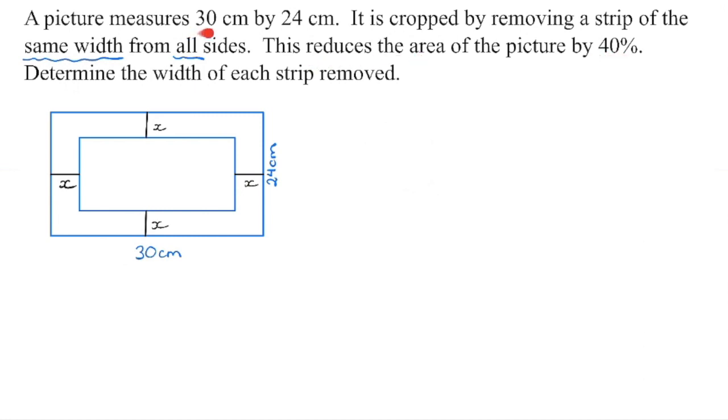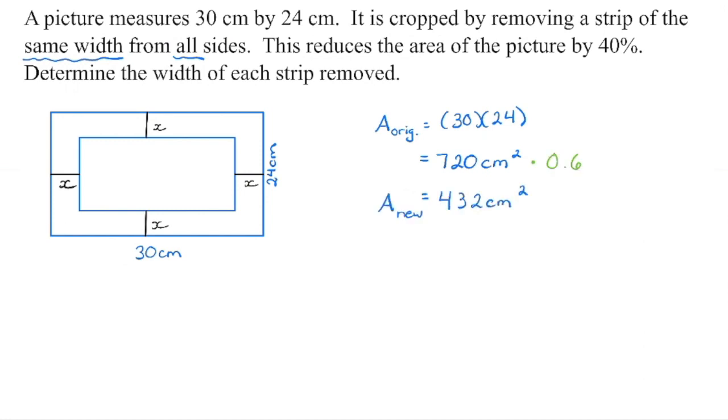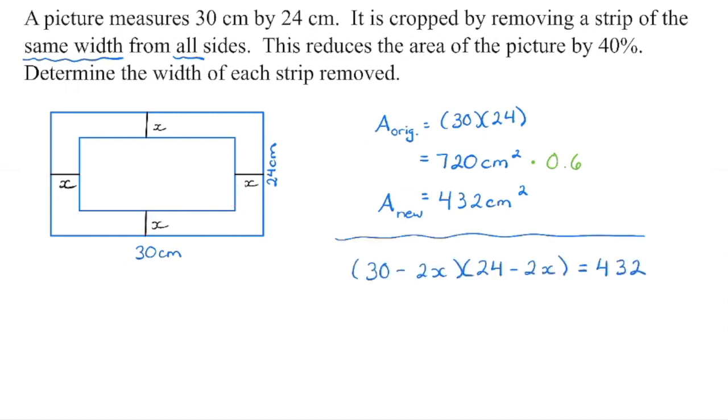So we can determine what the original area is by multiplying the length and the width together. And then if we reduce that area by 40%, it means we're going to keep 60% of this amount. So let's multiply that by 0.6. And our new area is going to be 432 square centimeters. Now we can set up an equation because we know that our new length is going to be 30. So we take this original and we subtract 2x from it. Our new width is going to be the 24, subtract those 2x to get that side. So those together, when they're multiplied, length times width will give us that new area.